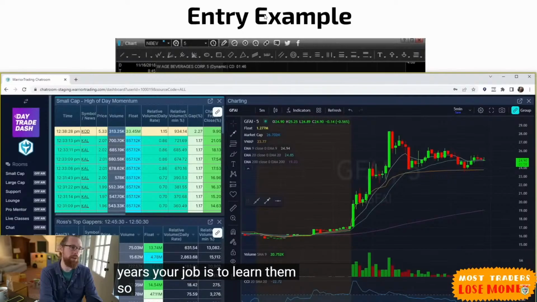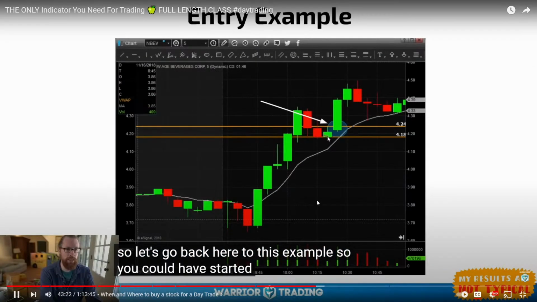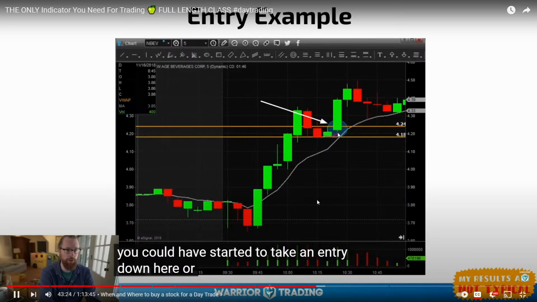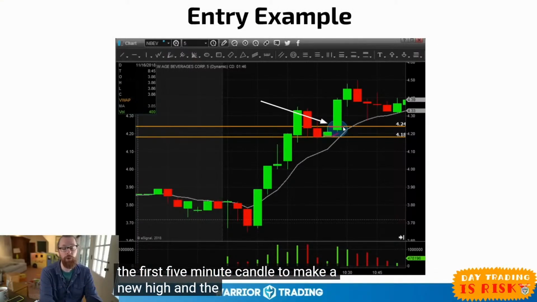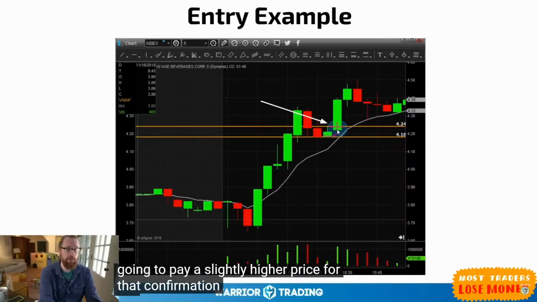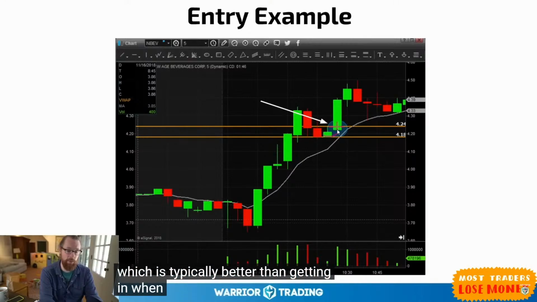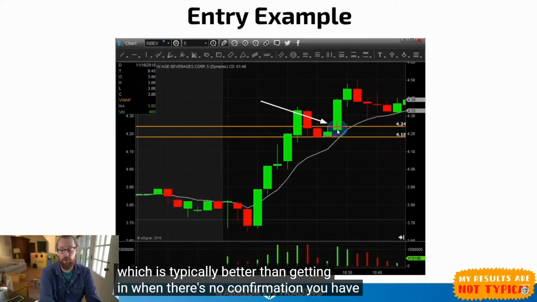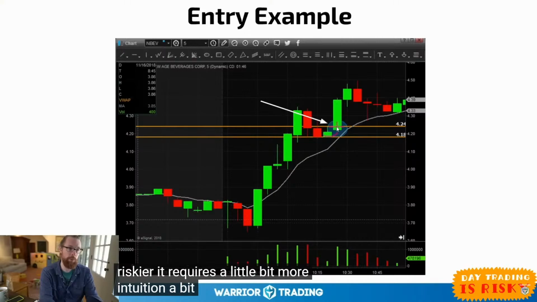So let's go back here to this example. You could have started to take an entry down here, or you could have waited for the first 5-minute candle to make a new high. And the choice is yours. You're going to pay a slightly higher price for that confirmation, but you're getting in with confirmation, which is typically better than getting in when there's no confirmation. If you have no confirmation, it's a little bit riskier. It requires a little bit more intuition, a bit more experience.